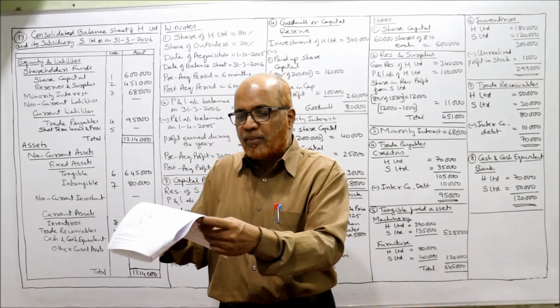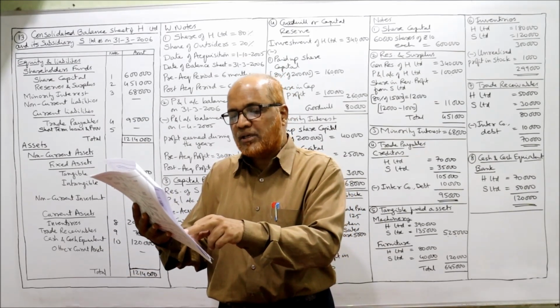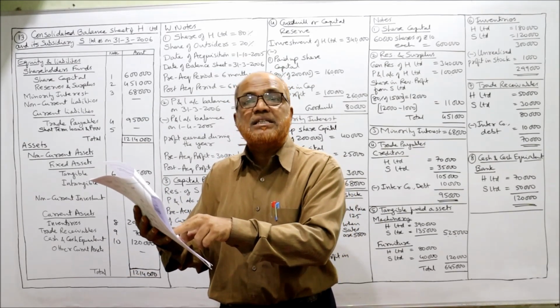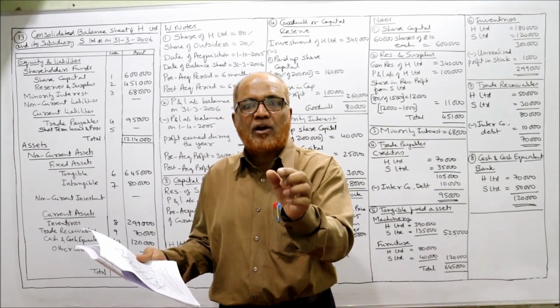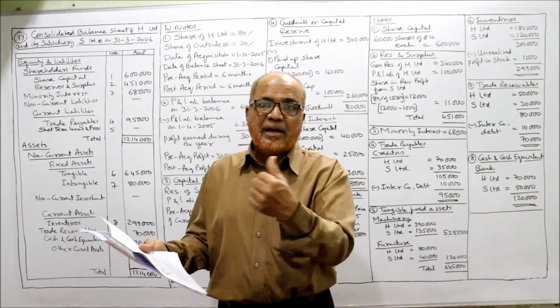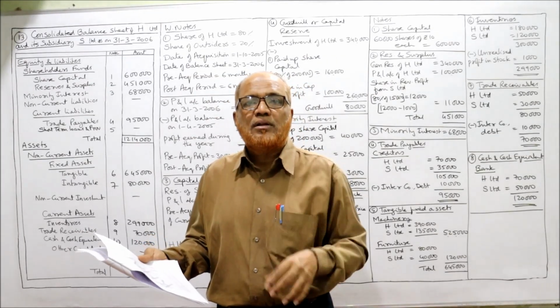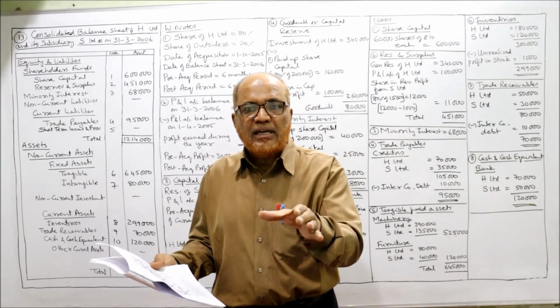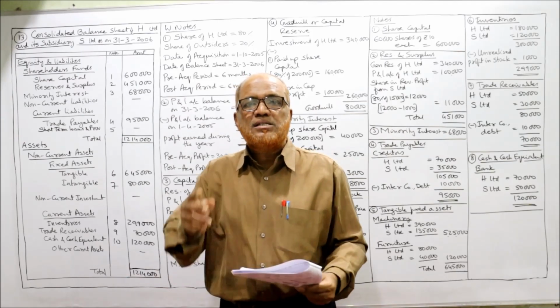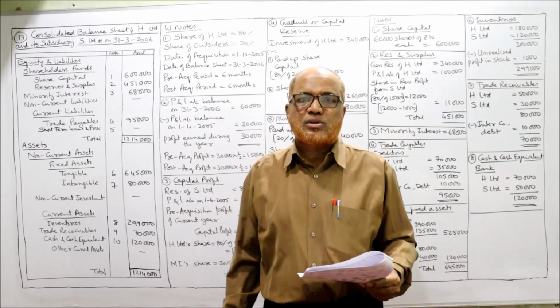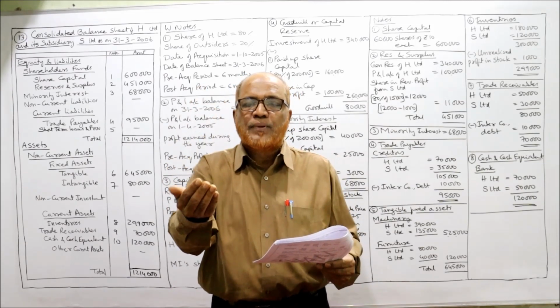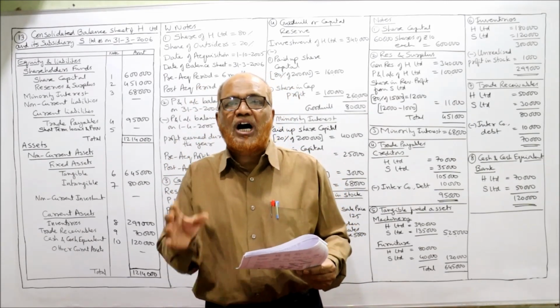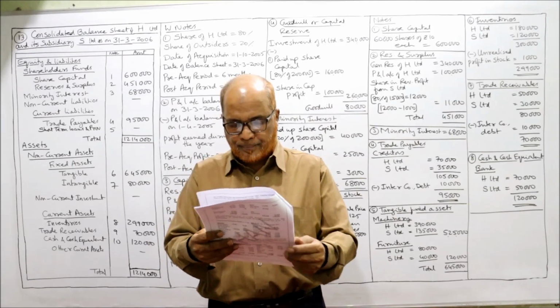And end of the year, how much is the profit and loss account balance? You see the P&L account balance 60,000. So S Limited is having 60,000 P&L account balance end of the year. Beginning of the year it is 30,000. That means during the year profit earned is 30,000. 60,000 minus 30,000 is 30,000. So 30,000 is the profit earned during the current year.